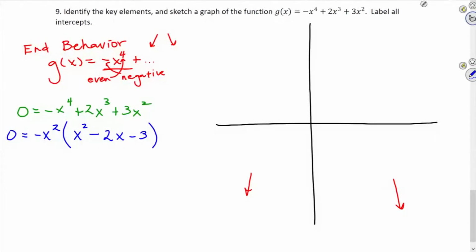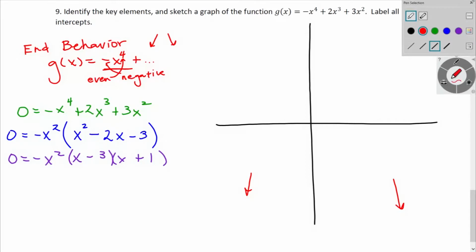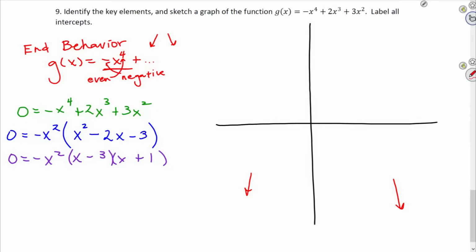And then I want to factor this trinomial that's left, x squared minus 2x minus 3. That's the simple ABC method. I'm looking for two numbers that multiply to be negative 3 and add to be negative 2. Those numbers are negative 3 and positive 1. So I've now factored that equation, and I will look for zeros.